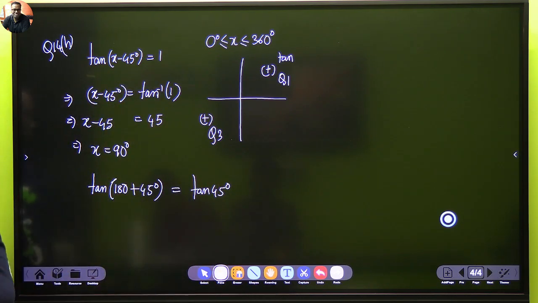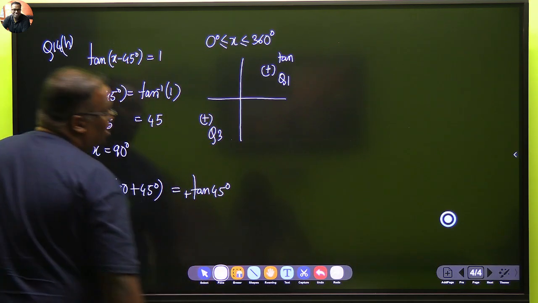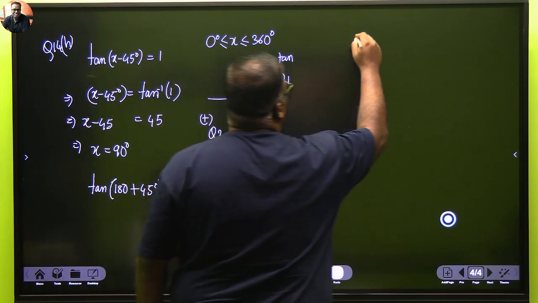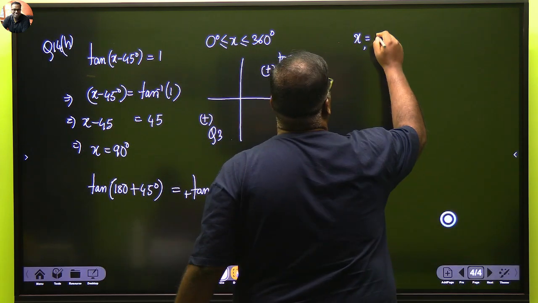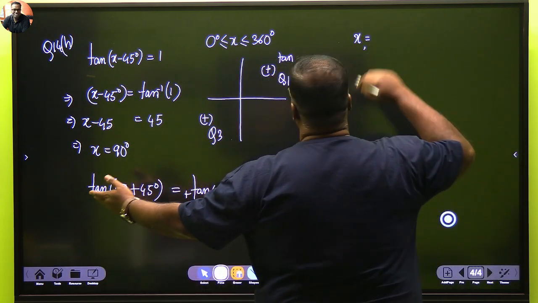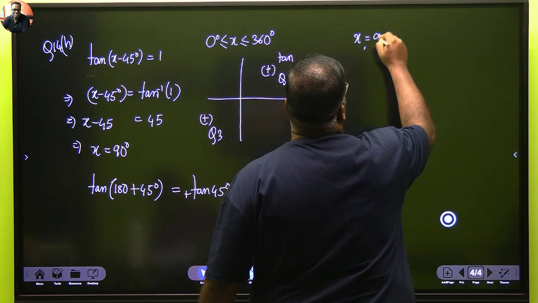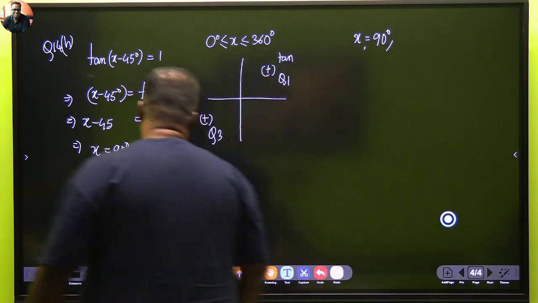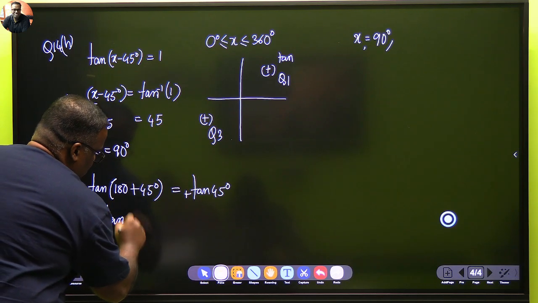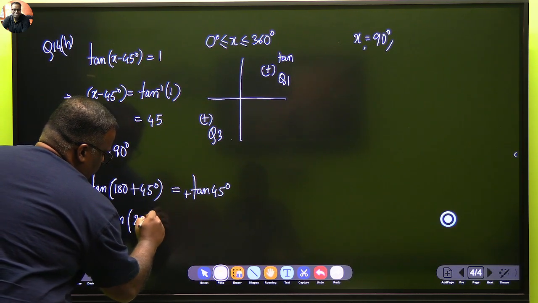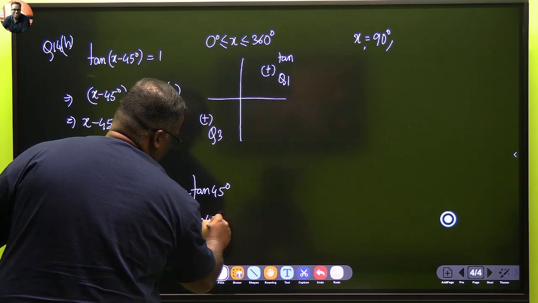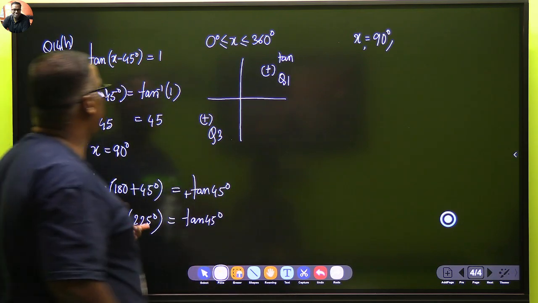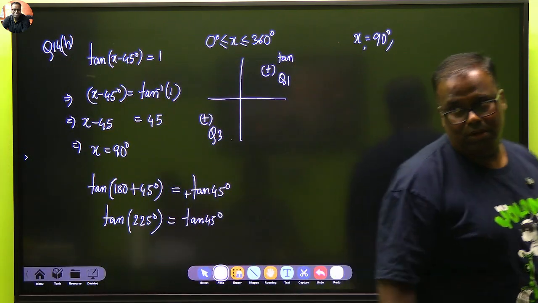And tell me, what about the sign? It's quadrant 3, the parent function is tan, so the sign is positive. The other value of theta, so x can take values of how much? 225. Exactly correct. x can take values of 90 degrees and 225 degrees. Check on the calculator, dear. So 225. But that is not the value.